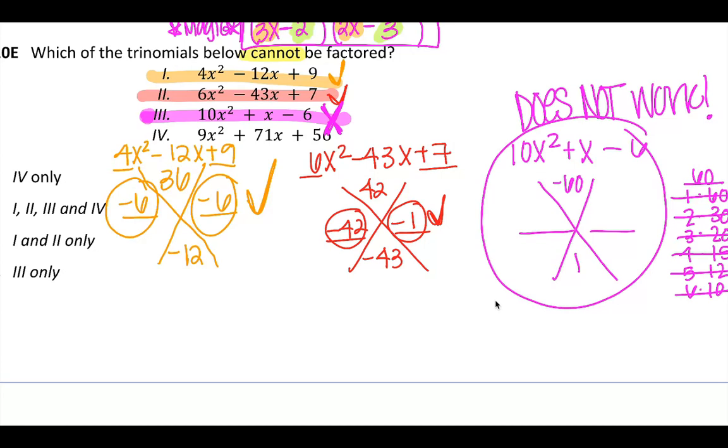But let's just check this one, because we got to select all. Oh, color's kind of close. Okay. So 9x squared plus 71x plus 56.